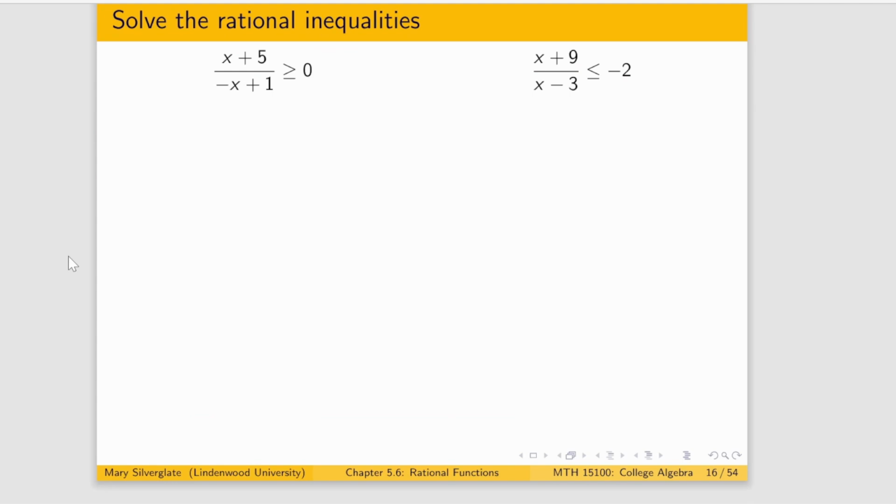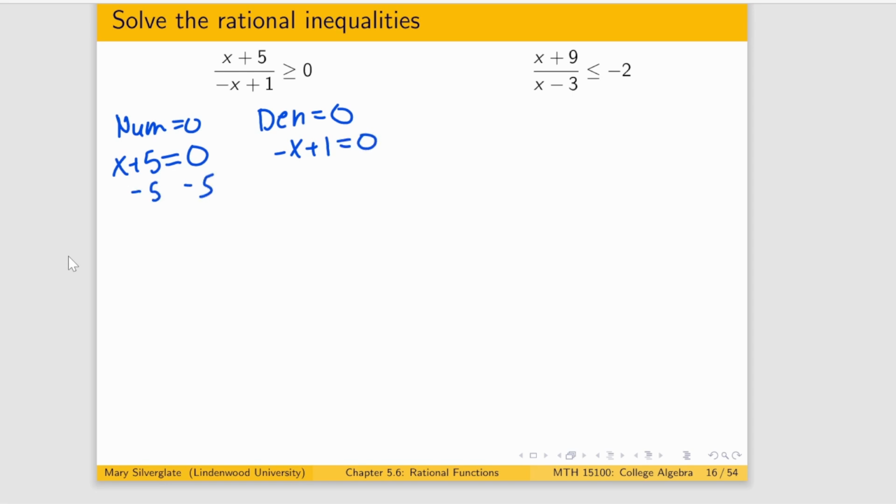So let's look at an example of that. For example, on this first one, it's already set greater than or equal to 0, so I don't need to rearrange it. And then I want to figure out when does the numerator equal 0, when does the denominator equal 0. So I have x plus 5 equals 0, or negative x plus 1 equals 0.